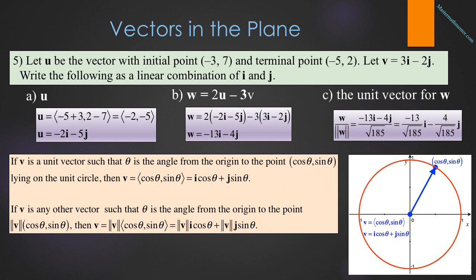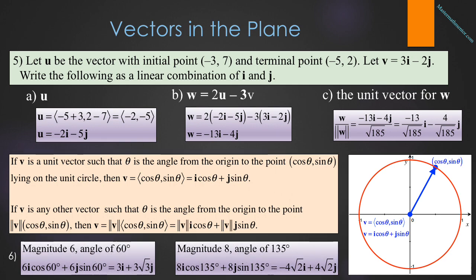This does not only work with unit vectors. If v is any other vector such that theta is the angle from the origin to the point, the magnitude of v cosine theta, sine theta, then the vector v is the magnitude of v times the vector cosine theta, sine theta, which is the magnitude of v i cosine theta plus the magnitude of v j sine theta.